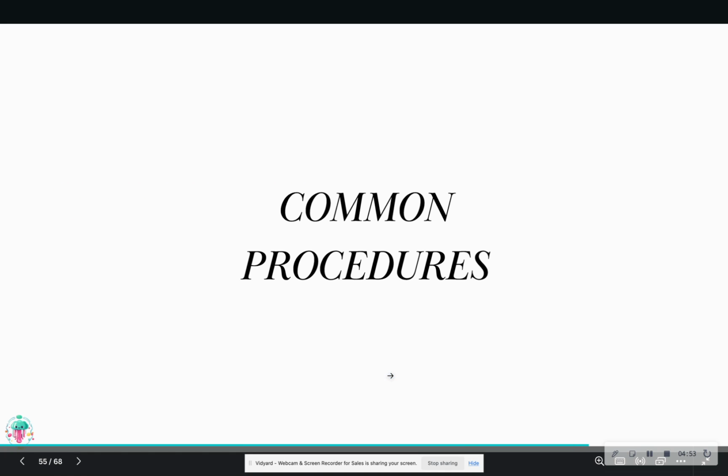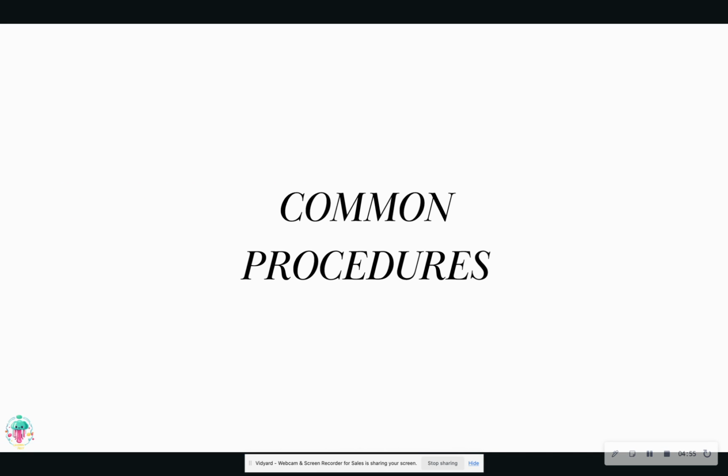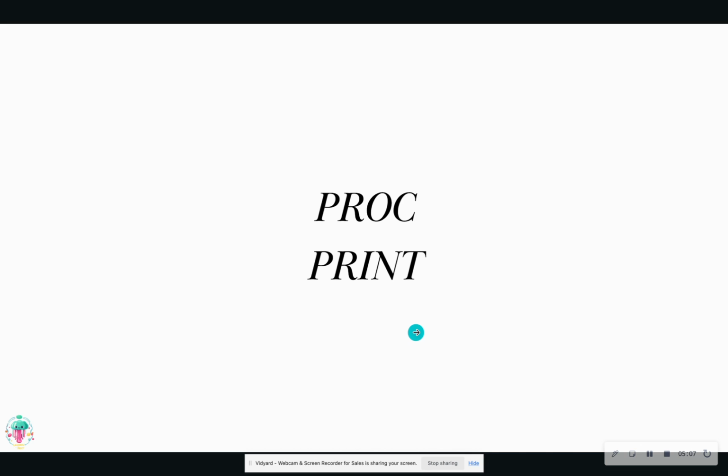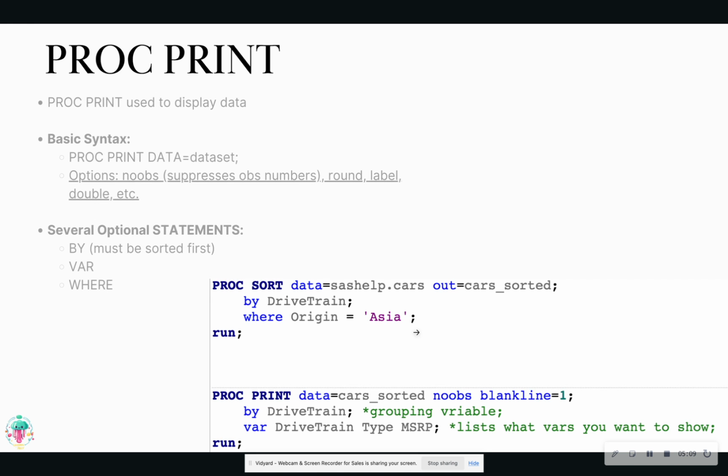Okay, so we talked about the basic syntax where we have proc, whatever the procedure name is, and then we feed it some data where it says data equal data set. Now let's talk about some common procedures that you may encounter. So that first procedure is going to be PROC Print. PROC Print is exactly what it says. It prints out a display of data. So it's going to print out like a little mini report for you.